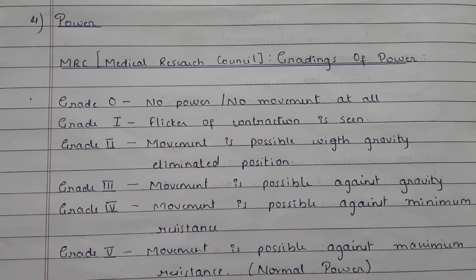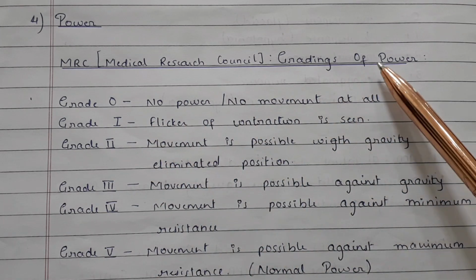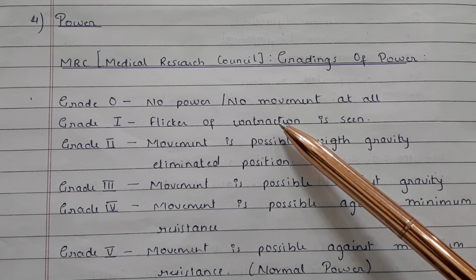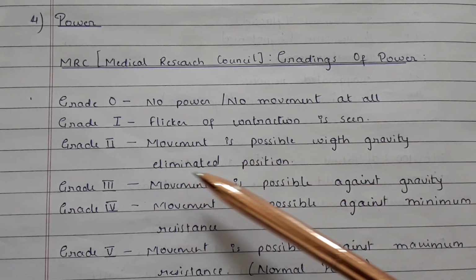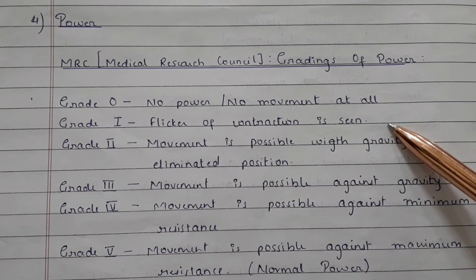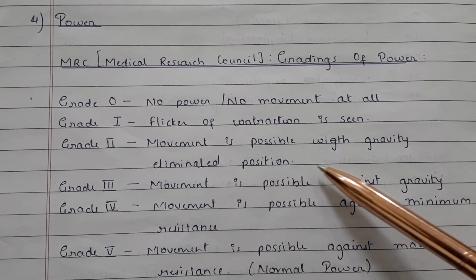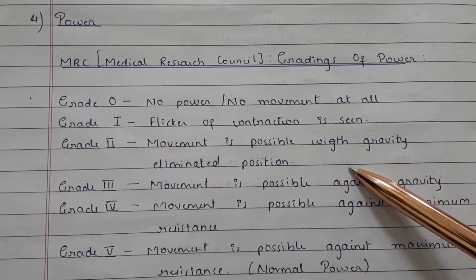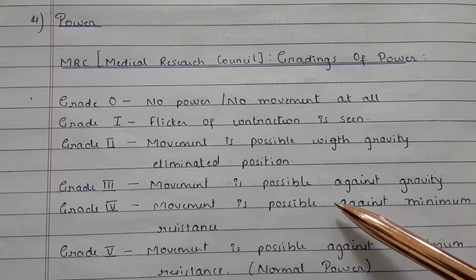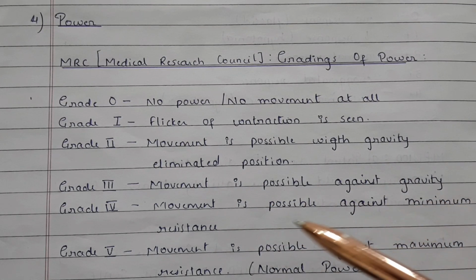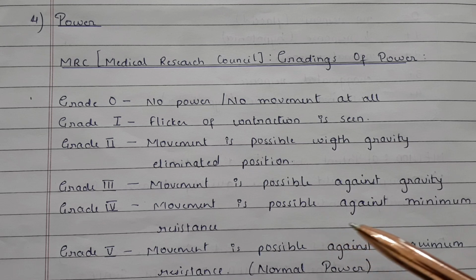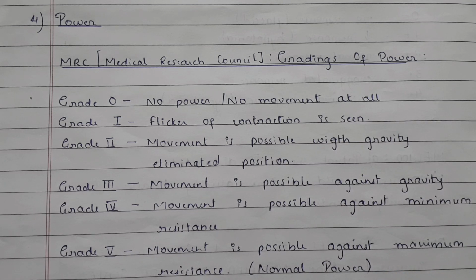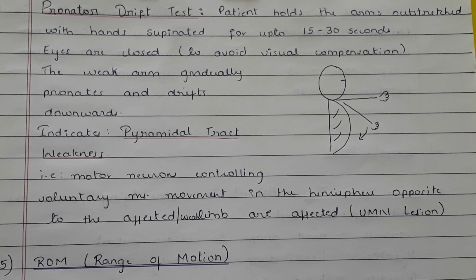Then we have power. According to the MRC grading of power, grade 0 is no power or no movement at all. Grade 1 is flicker of contraction is seen. Grade 2, movement is possible with gravity eliminated position. Grade 3, movement is possible against gravity. Grade 4, movement is possible against minimum resistance. Grade 5, movement is possible against maximum resistance. This is considered as normal power.